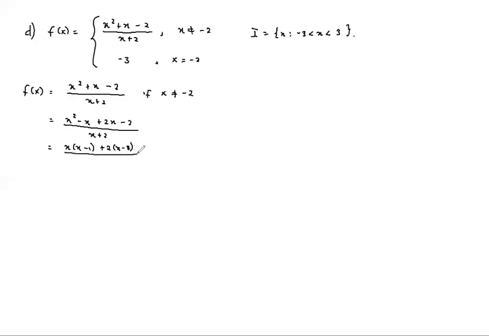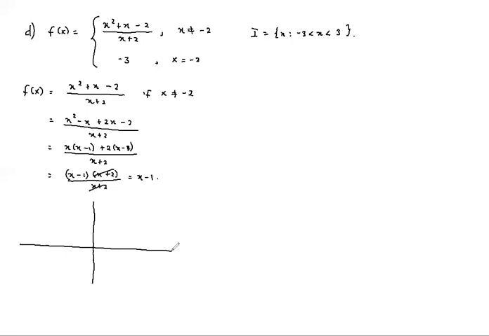I mean x minus 1 over x plus 2. This gives us x minus 1, x plus 2 over x plus 2. So it cancels, and so you get x minus 1. Okay, so when you have this, if you want, you can even sketch. Say, okay, let me see what I get.